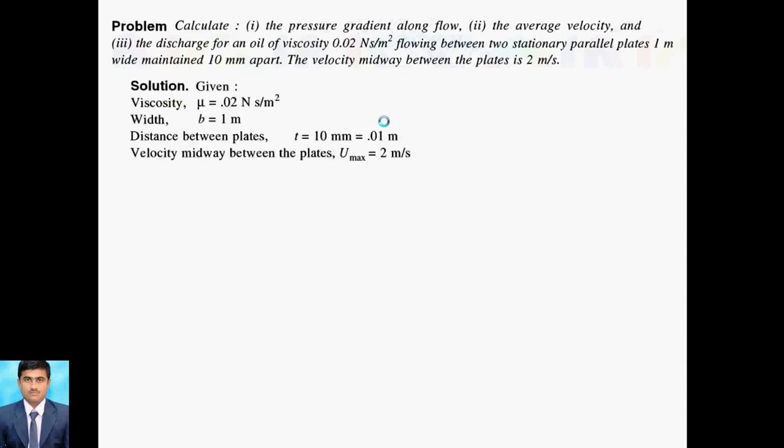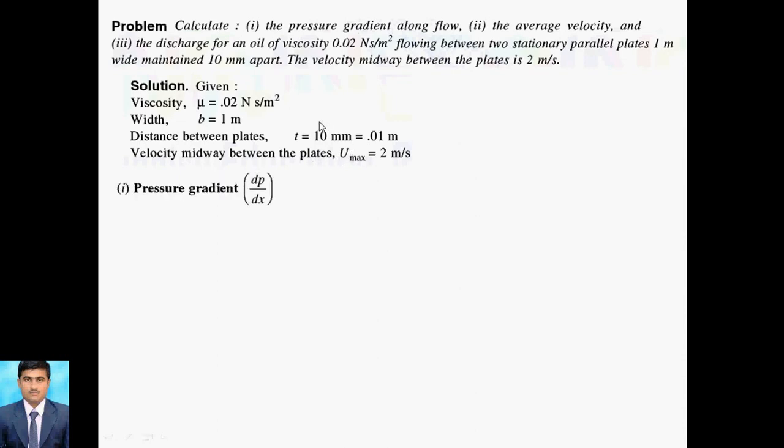So first of all, we find the given data here. The viscosity μ is 0.02 newton second per meter square, so that is your dynamic viscosity. Then the width is 1 meter, because it is already mentioned that the parallel plates are 1 meter wide. So B is 1 meter, and the distance between the two plates is about 10 mm. The velocity midway between the plates, u_max, is equal to 2 meter per second.